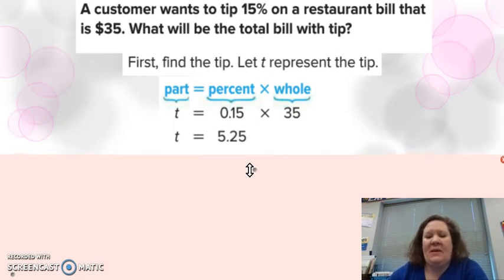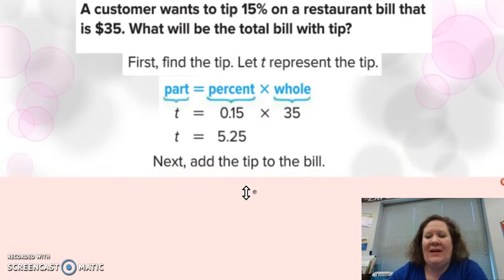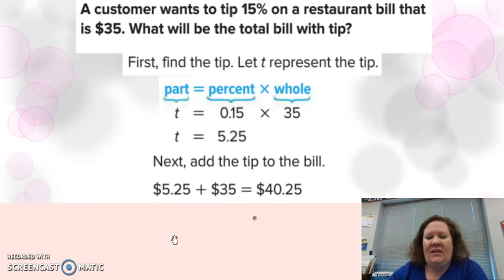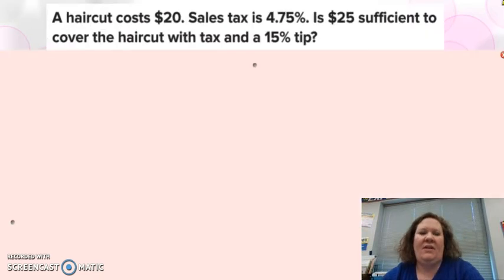Since tip is something extra that we pay, we are going to add the tip to the bill. We are going to take the tip, $5.25, add it to the original amount of the restaurant bill, which is $35, and we find that this customer is going to pay $40.25.